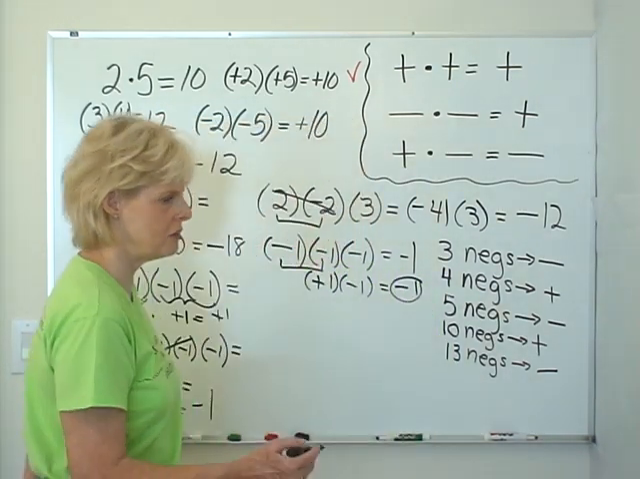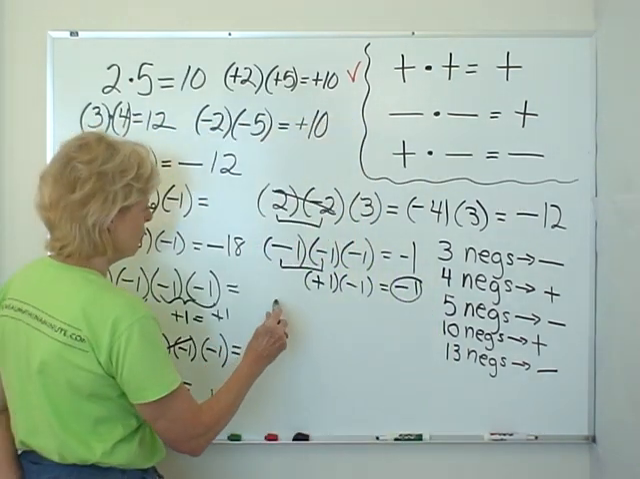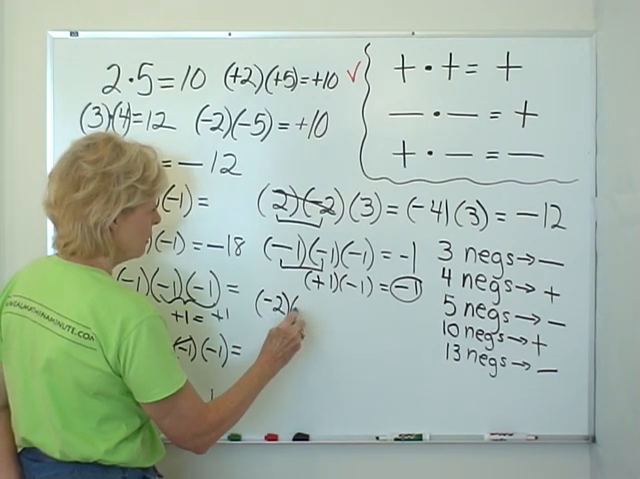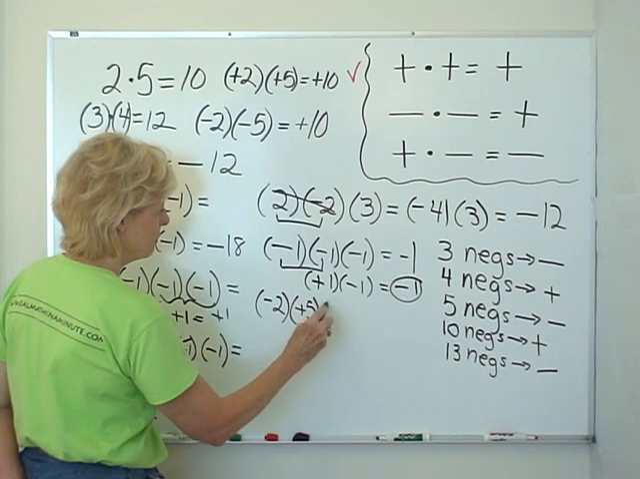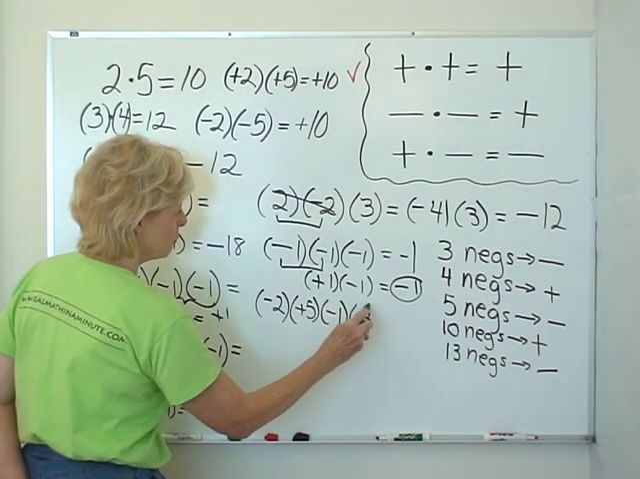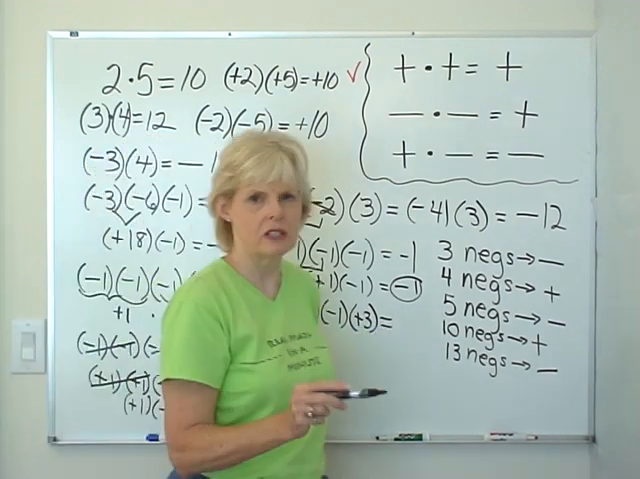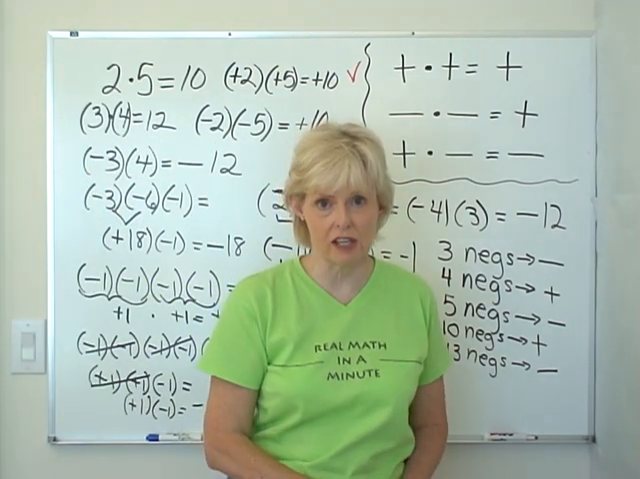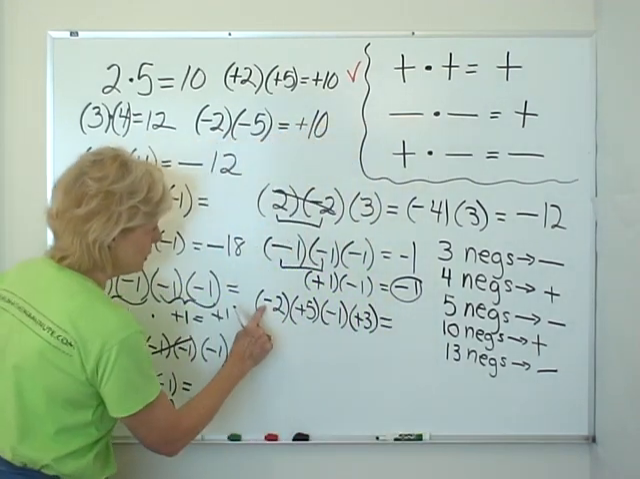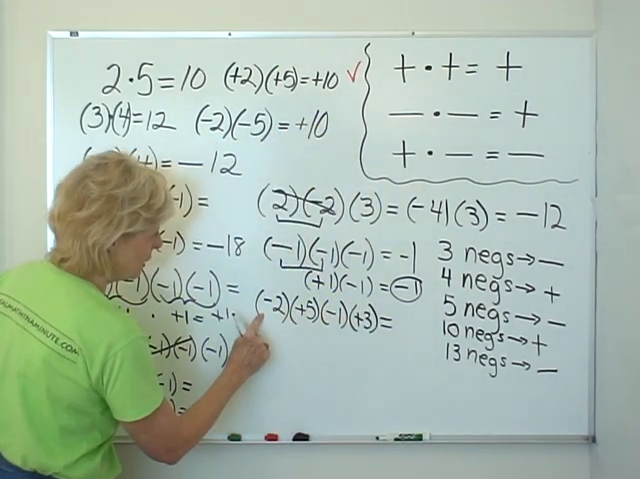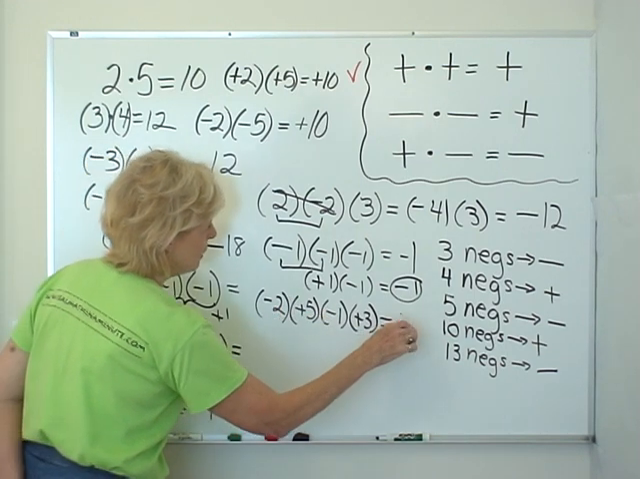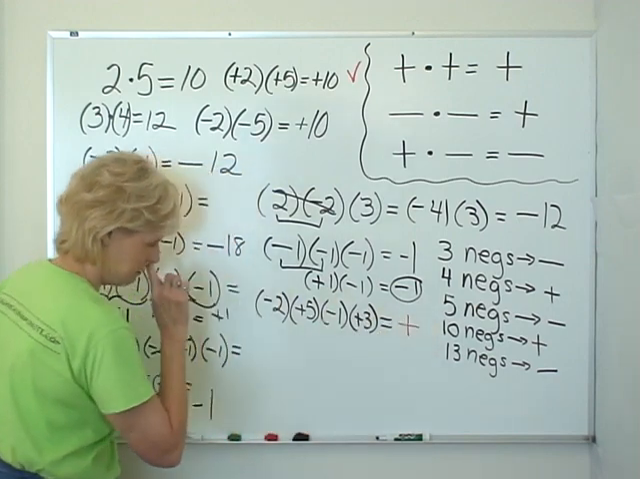So let's do a couple of examples like that. Let's just say that we have negative 2 times positive 5 times negative 1 times positive 3. Now, we're not going to do anything right now, but just a sign. So don't worry about the numbers, just a sign. So what would our sign be? We just say, well, it's all multiplying. I've got 2 negatives. That is an even number. My answer is going to be positive.